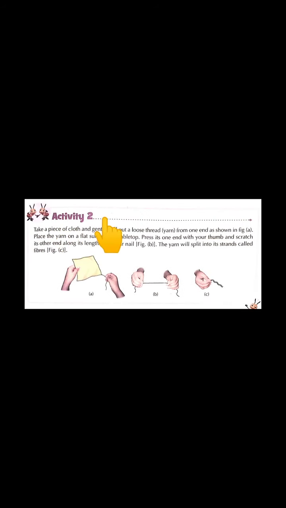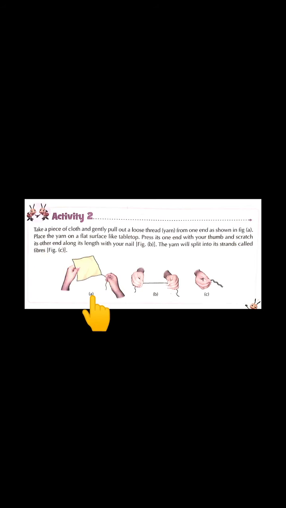Let's move to activity number 2. Take a piece of cloth and gently pull out a loose thread from one end as shown in figure A. Place the yarn on a flat surface like a tabletop. Press its one end with your thumb and scratch its other end along its length with your nail. The yarn will split into its strands called fibers.